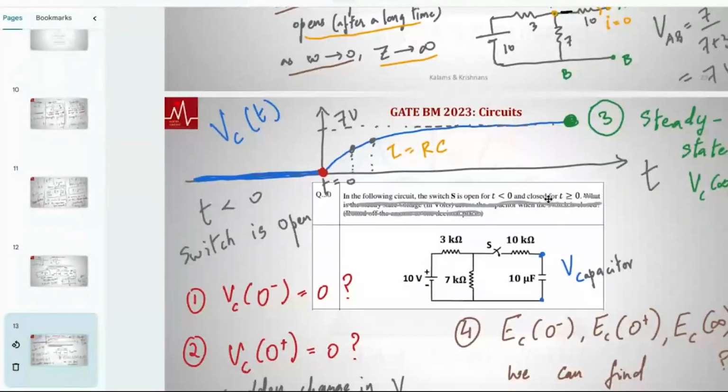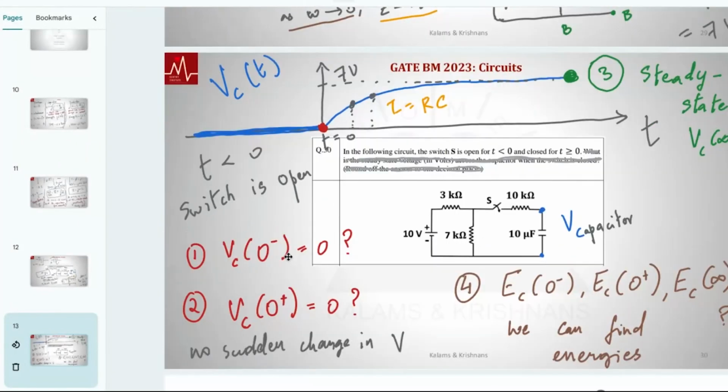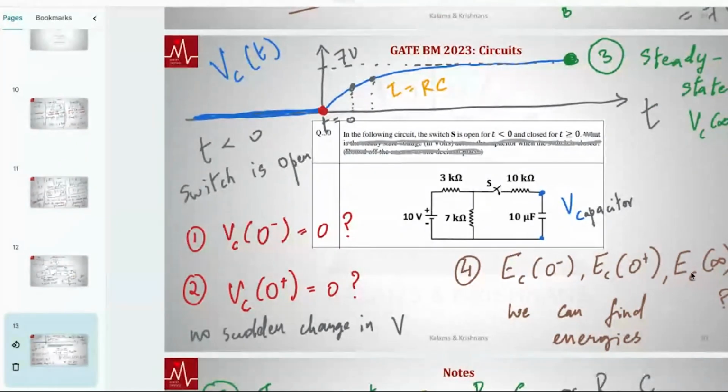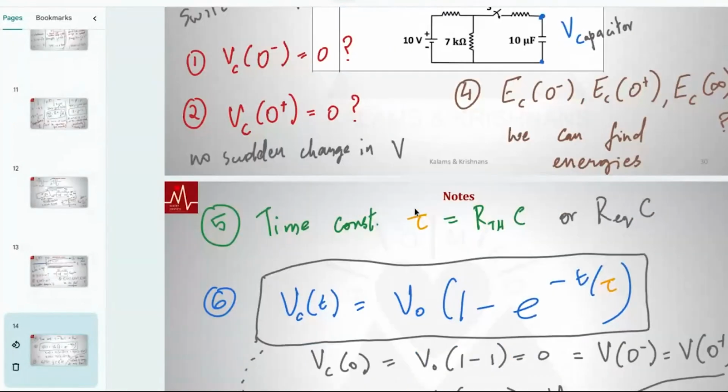And we also know that they could ask here, there is a steady state. Before the switch was closed, there is a steady state here. They could ask things at 0 minus and 0 plus. And they could ask after a long time, steady state, t tending to infinity. They could technically ask anywhere in between. They can ask you for voltages. They can ask you for energies, right? At any particular time. And once again, tau is RC. RC circuit, tau is RC, right?